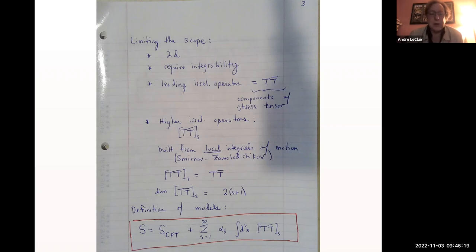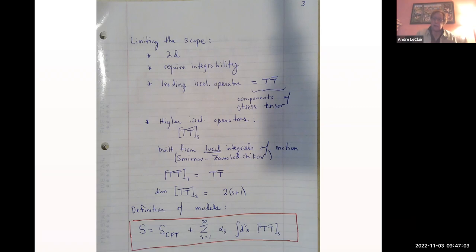My notation here is that TTbar one is the TTbar. If we're perturbing a conformal field theory, it's the left moving times the right moving component of the stress tensor, so it's a dimension four operator. But if the theory is integrable, all these other operators exist. And it was shown that including these higher dimensional irrelevant operators does not spoil the integrability of the unperturbed model. So these are the models we're going to look at.